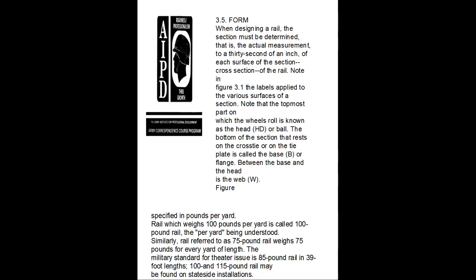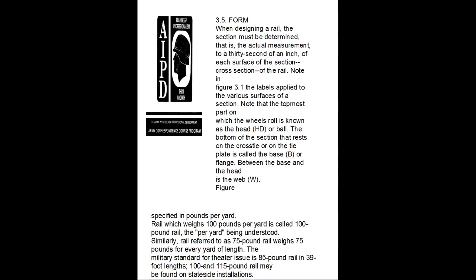3.5. When the design of a rail section is determined, the actual measurement is to 32nds of an inch of each surface of the cross section of a rail. Note in Figure 3.1 the labels applied to the various surfaces of the section. The topmost part, on which the wheels ride, is known as the head or the ball. The bottom of the section, which rests on the cross tie or the plate, is called the base, or the flange, and between the base and the head is the web.